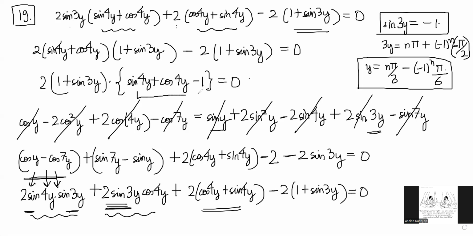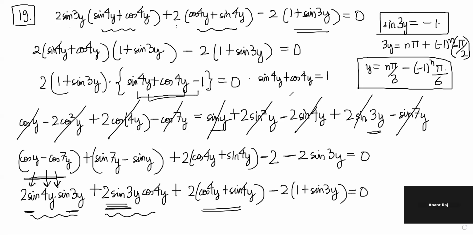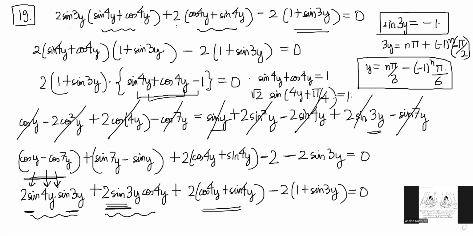You can also solve this part easily. sin 4y plus cos 4y is equal to 1. I hope everyone knows how to solve this. You will write root 2 here, divide by root 2, and write it as sin(4y plus pi by 4). Correct? Yes, sir. Root 2 sin(4y plus pi by 4) equals 1, and solve that equation. The actual difficult part of it will come when you actually try to simplify the solution at the end.